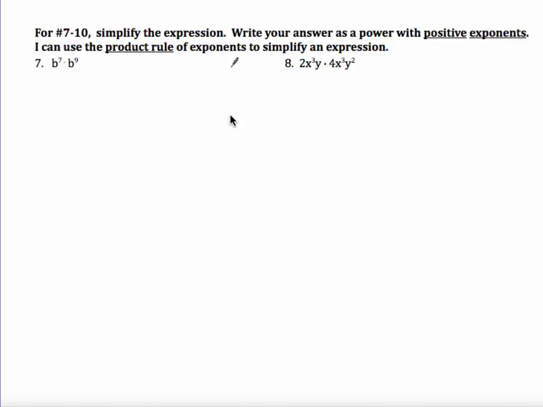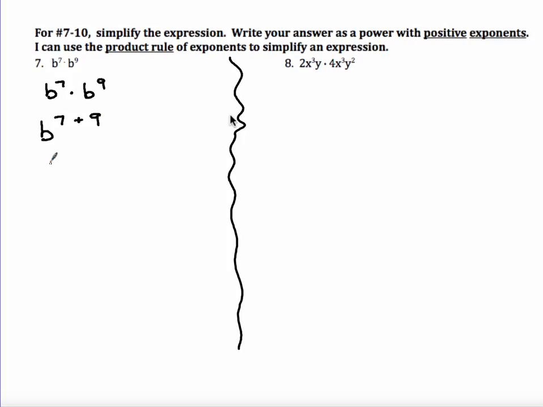All right, for 7 and 8, again, I'm going to draw my line here down the middle. For number 7, we're using the product rule here, and we want to have positive exponents. So for this one, I've got b to the 7th times b to the 9th. And again, if I were to write this out, I would just have b times b times b times b, 7 times. And in this one, I would have b times b times b, 9 times. And so if I were to count up how many total there are, I would just have b times itself 7 times, b times itself 9 times, add them all up, and I would have b to the 16th. So for the product rule, we're actually adding our exponents to get our answer.